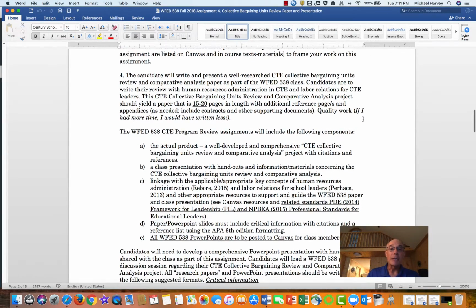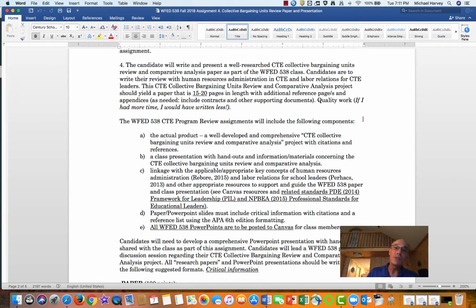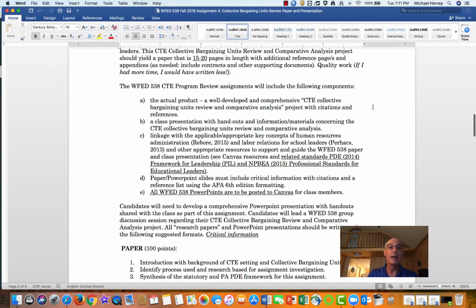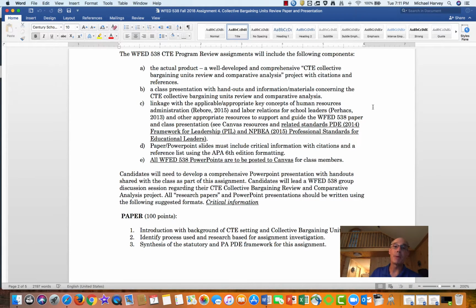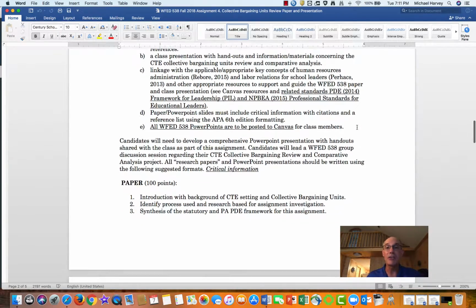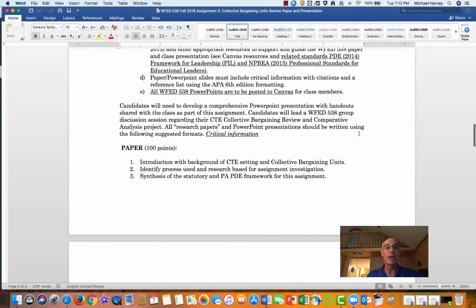Make sure that your collective bargaining papers typically are between 15 to possibly 20 pages in length with an additional reference page and resources. I suggest the following components that will help you with this paper. The actual product is well developed and comprehensive, looking at these units. It will provide an overview of class materials. It will cross-articulate with the textbooks that we have used in the course and also the PDE PIL Framework for Leadership 2014 and the Professional Standards for Educational Leaders 2015 document on educational leadership standards. Present a paper and also a PowerPoint that discusses this information, and the PowerPoints will be posted to Canvas for class members to review.